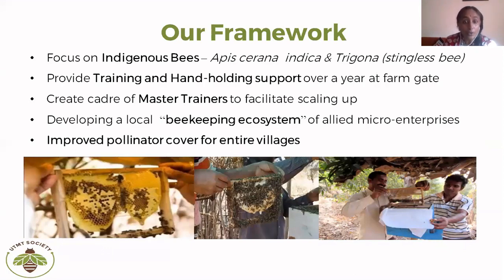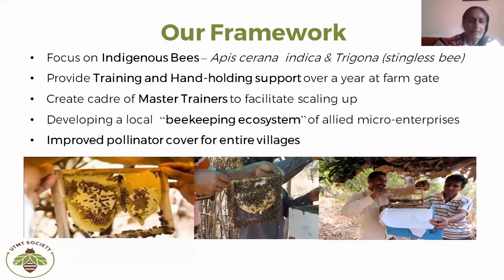We also create a local cadre of master trainers so that the program can be scaled up. And also a critical component is developing a beekeeping ecosystem of aligned enterprises. For example, local carpenters are trained to produce bee boxes, women's groups produce bee veils and other things. So there are a number of other employment opportunities that are created around the beekeeping value chain. The last is that because bees pollinate a 2-kilometer radius, if you have 10 beekeepers in a village, the pollinator cover for the entire community actually increases.